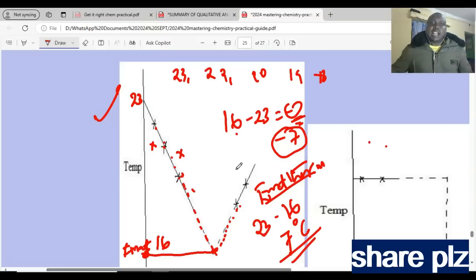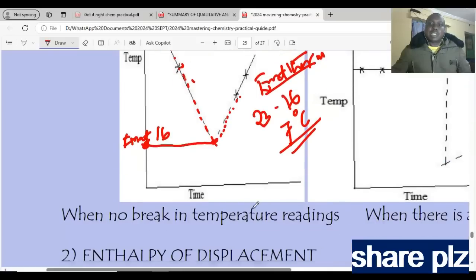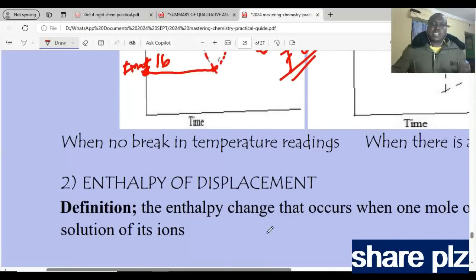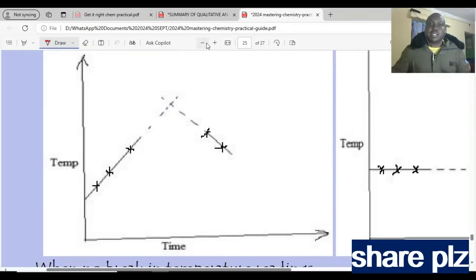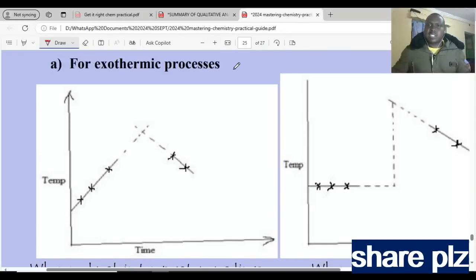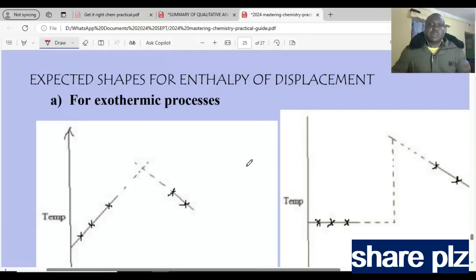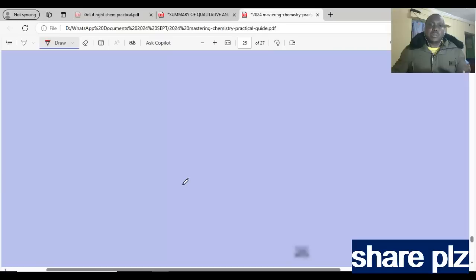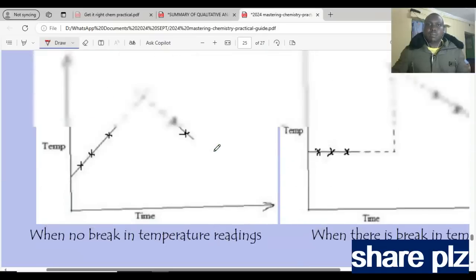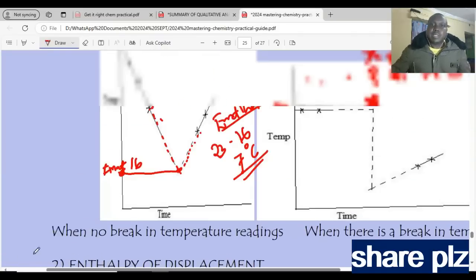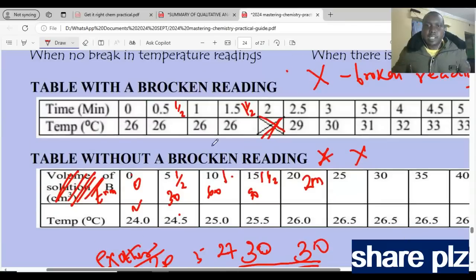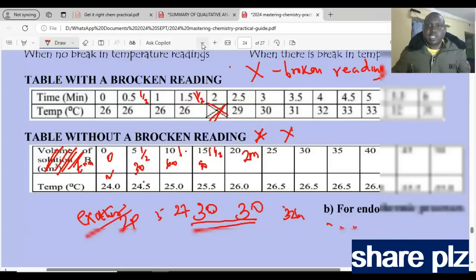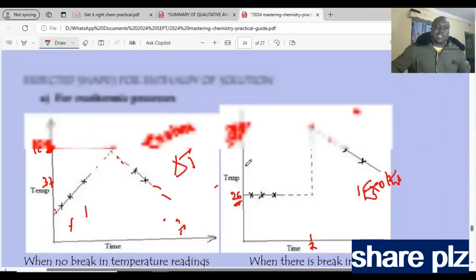So those are the graphs we expect, whether it is a displacement reaction or energy changes. There's no difference. This one is for displacement, and the same way it will appear. I hope I have explained well. I've said what I wanted to say for energy changes graphs.